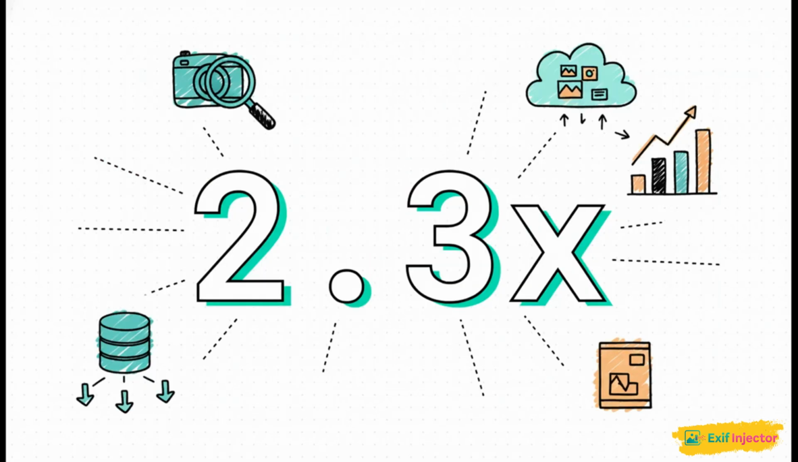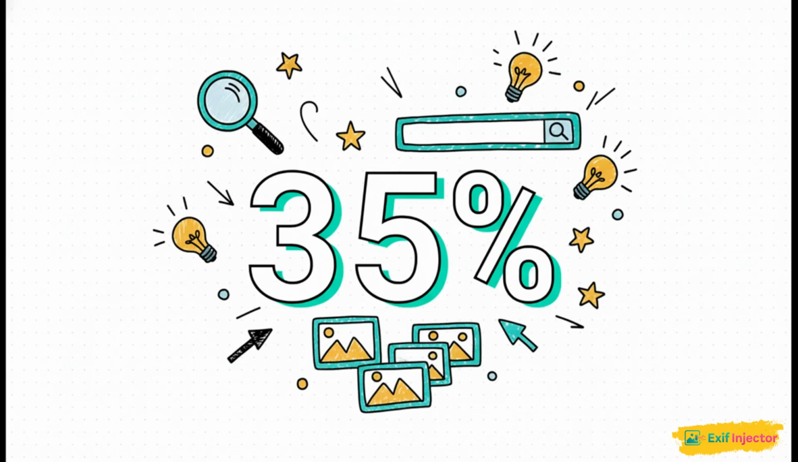So, what's the payoff? Images with these keywords get a whopping 2.3 times more views. And for SEO, it's huge. You're 35% more likely to show up in a Google image search.